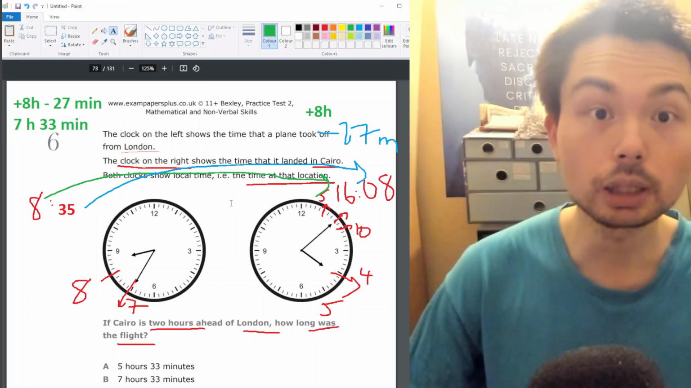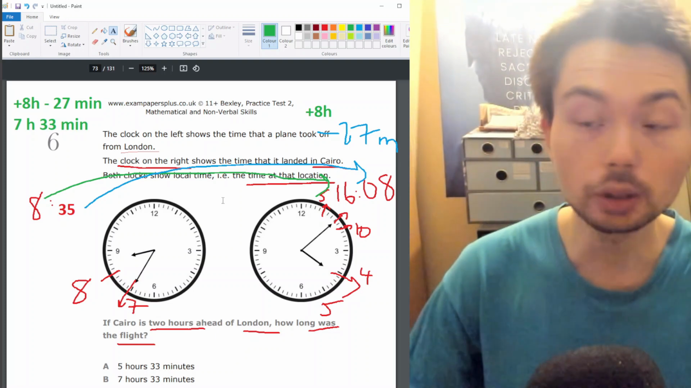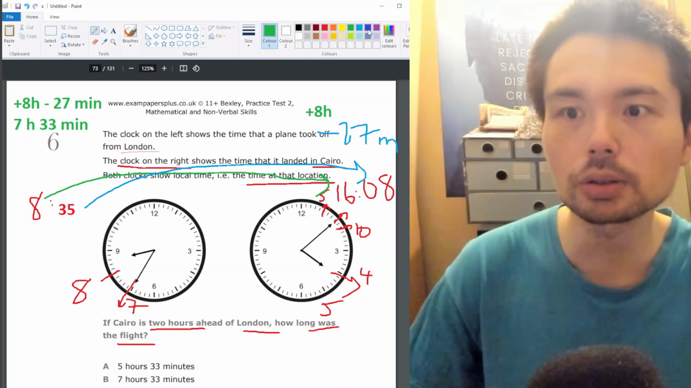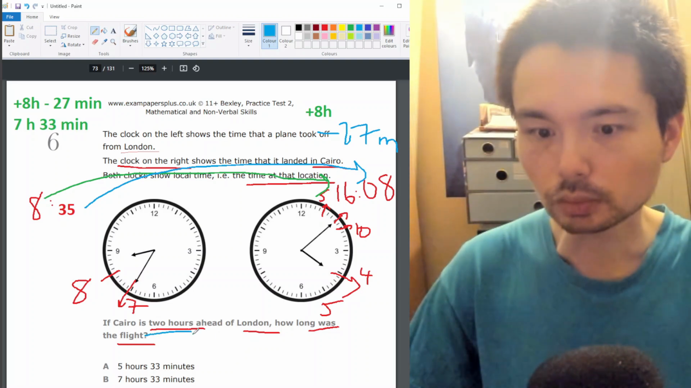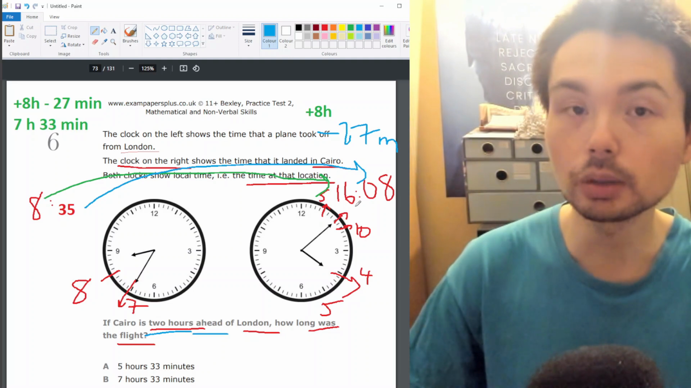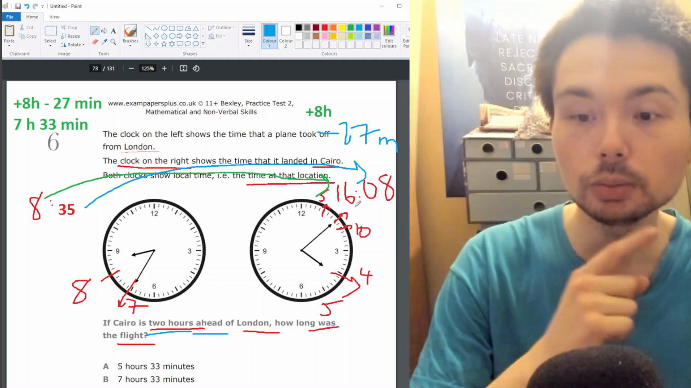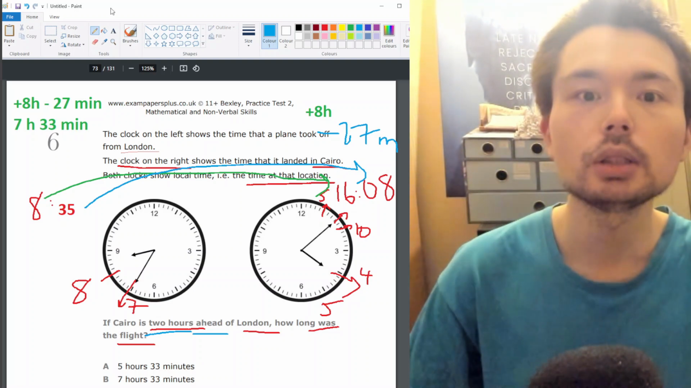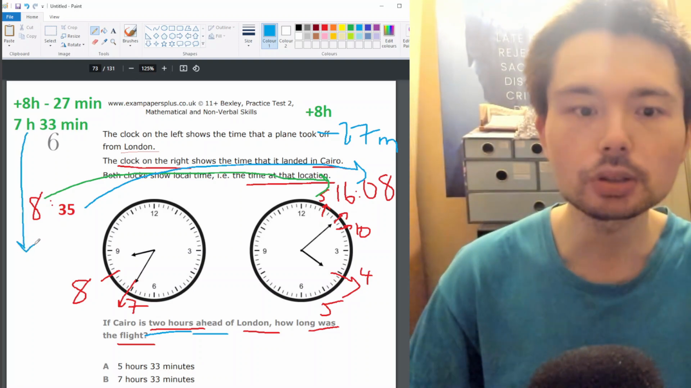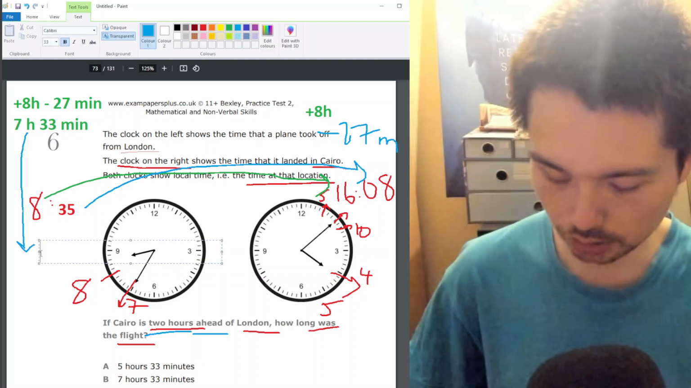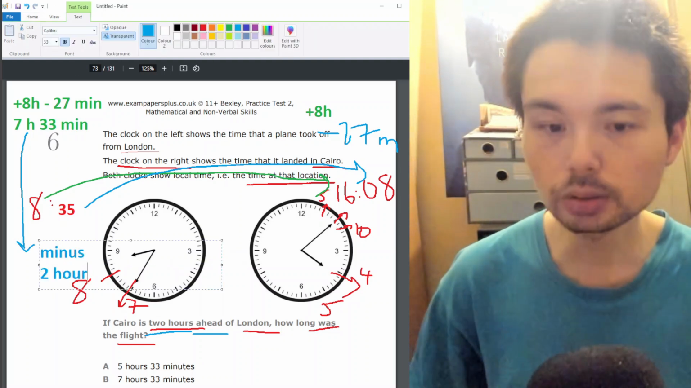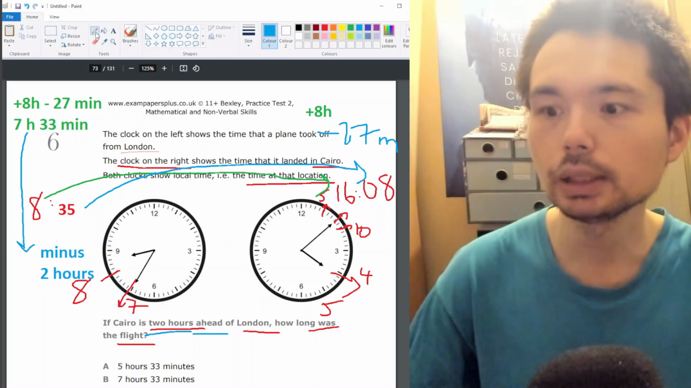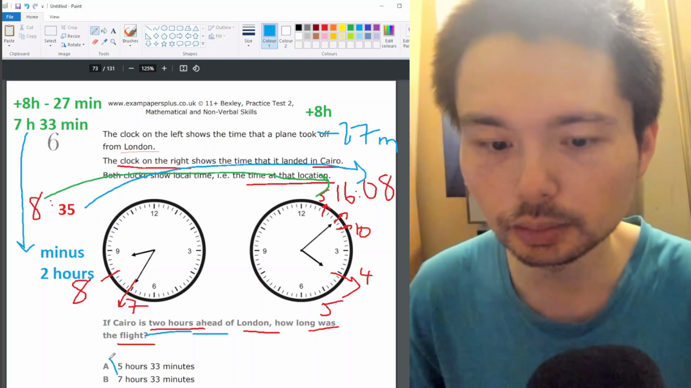Imagine you were going from London to Manchester. Well, you're still in the same country, so that would be 7 hours 33, but can you see this is 2 hours ahead? Which means they've actually gone forward 2 hours, which means you need to make that time back. How do you make that time back? Because you're in a different country, you need to go back 2 hours, minus 2 hours. And we know 7 hours 33 minus 2 hours is equal to 5 hours 33, and that is option A. Good.